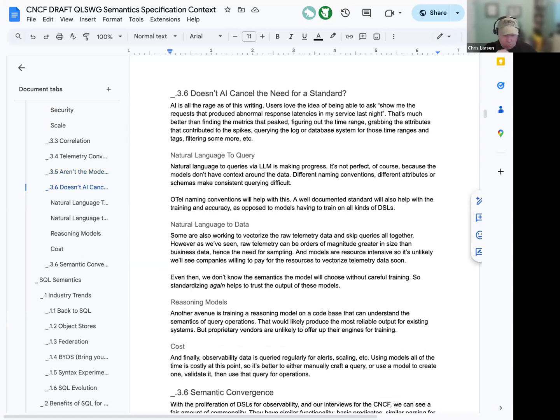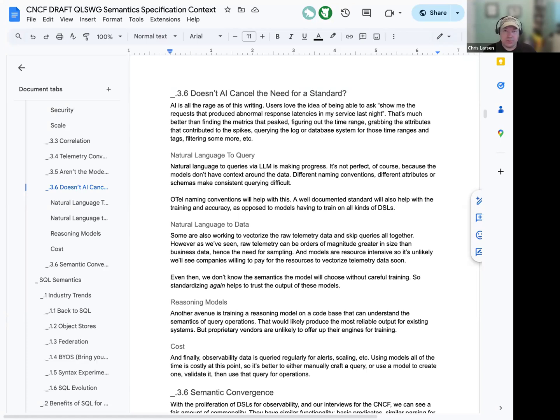Another question comes up, particularly today. Can't we do this all with AI? Eventually, we may be able to, but having a standard is going to assist with that, particularly around the semantics of operations. Natural language to the data is something some of the folks are working on too, but that's not cost effective yet to vectorize all of the telemetry that comes into our systems.